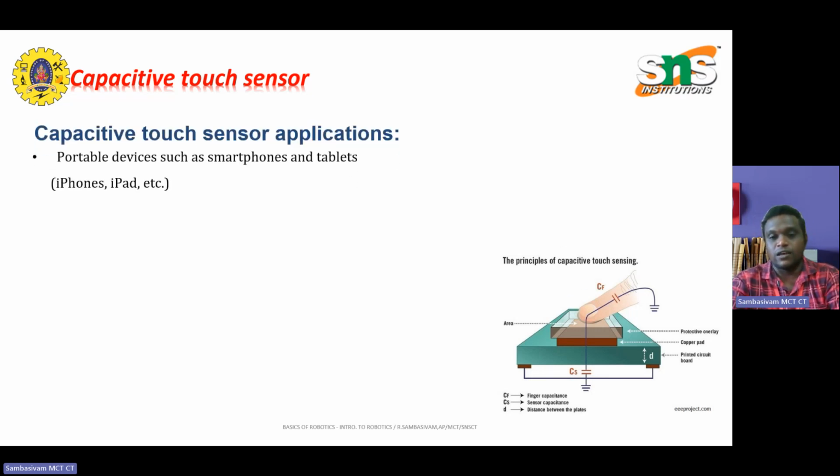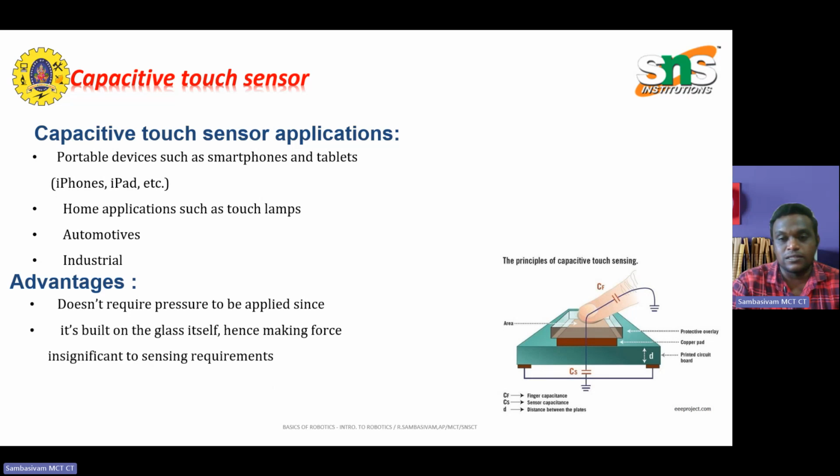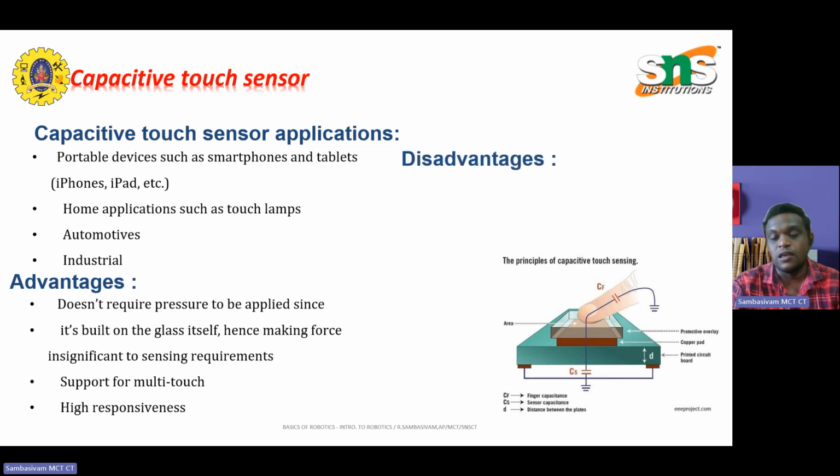The main applications of capacitive touch sensors are iPhones, iPads, home applications such as touch lamps, automobile applications, and industrial applications. They are widely used. There is no pressure required, and it is built on the glass itself. No extra element is required. There is support for multi-touch, and even with multi-touch there is a high response.